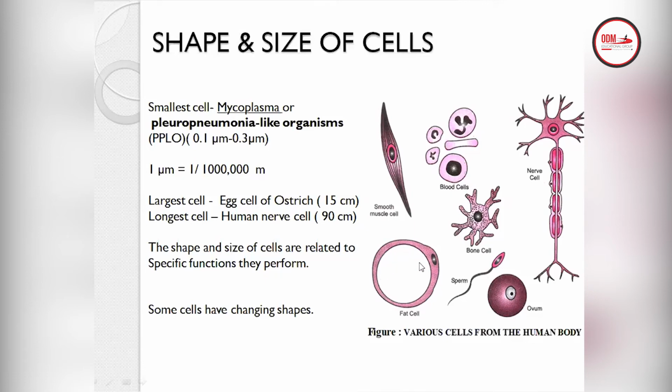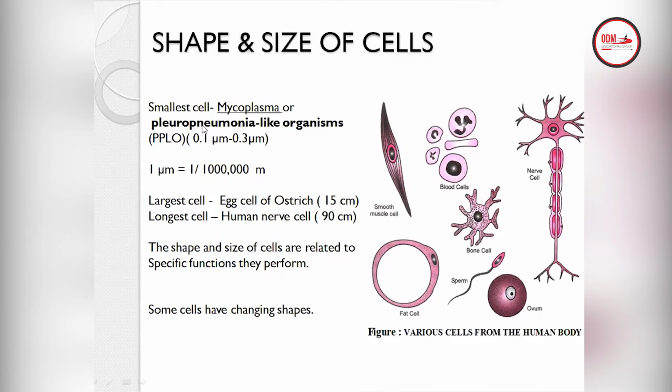Okay. Then these are the fat cells. It has a larger vacuole so that it can store fat in it. Even the smooth muscle cells. So all these have specific functions, and depending on the specific functions, they have different structures.